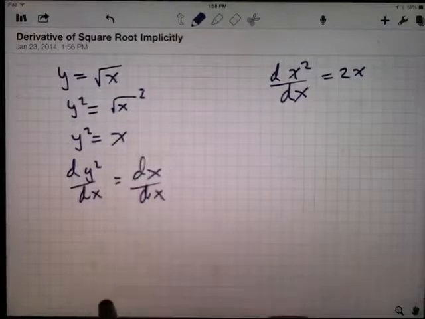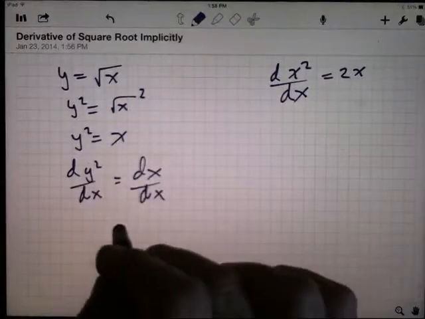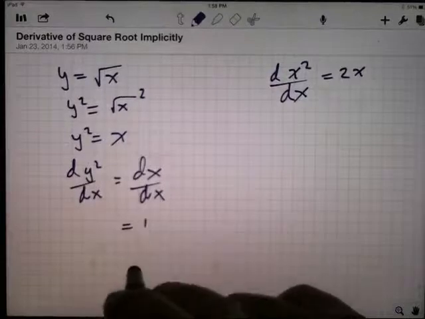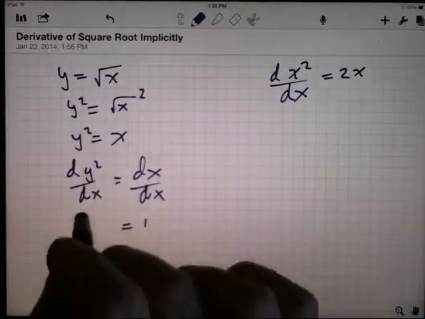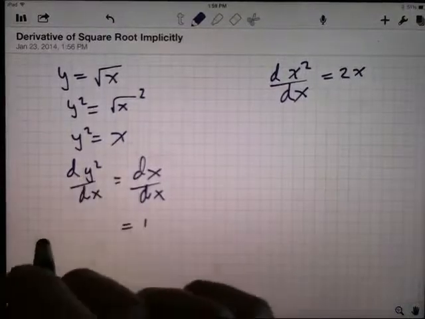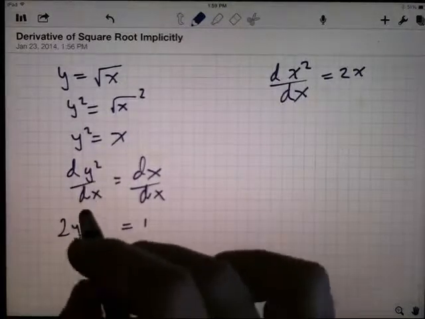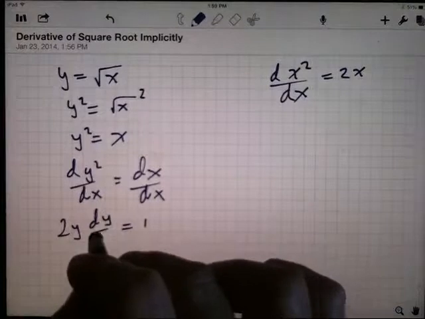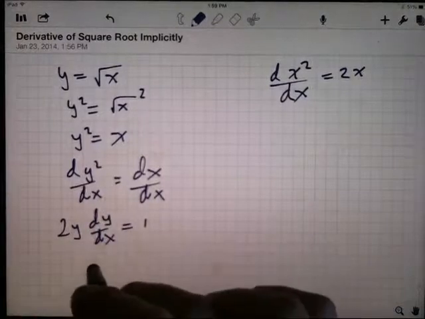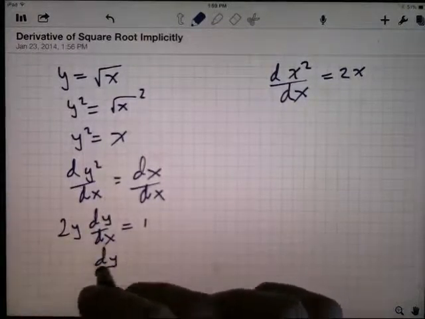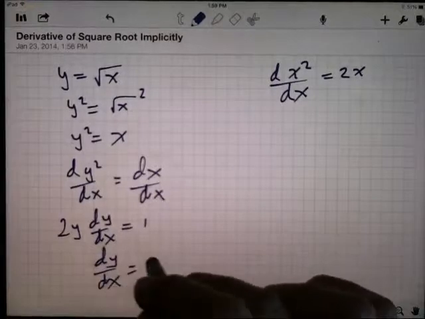I like the right-hand side. I can do that one. It's easy. The derivative of x with respect to x is 1. The derivative of y squared with respect to x? Well, the derivative of y squared with respect to y would be 2y, but I don't want it with respect to y. I want it with respect to x. So the chain rule says multiply by dy dx. Solving for dy dx, I get this.